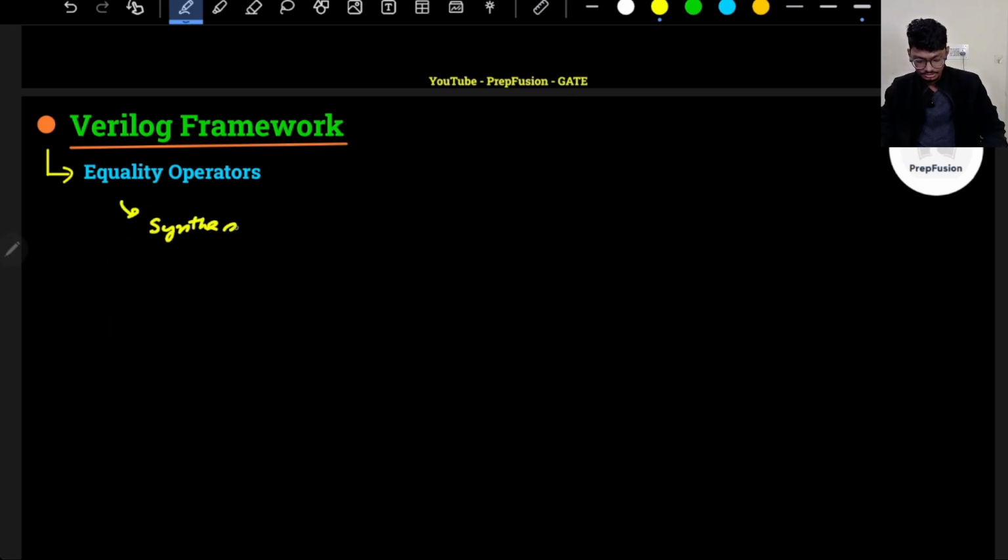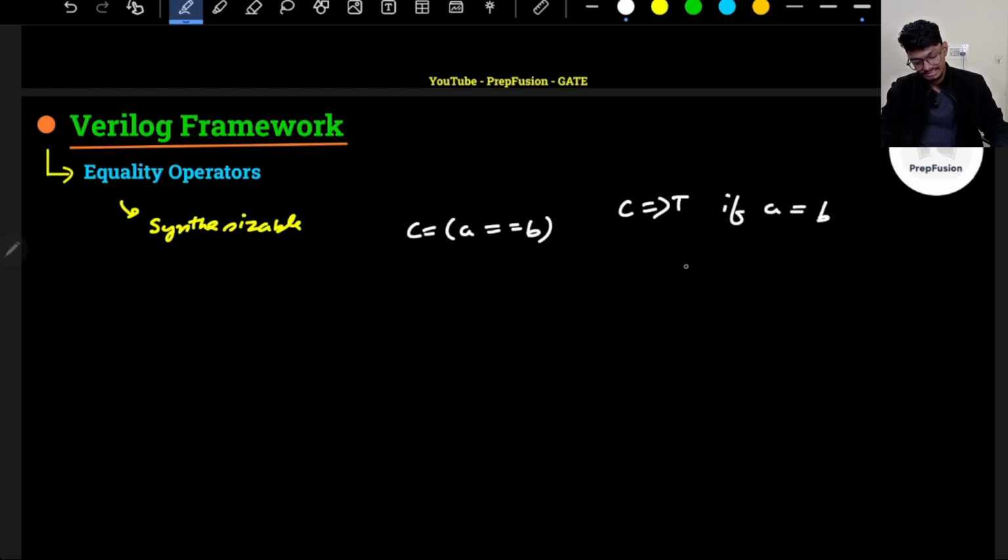Okay, synthesizable. How can we synthesize it? Simply, if I want to check c equals a equal b, c will either store 0 or 1, false or true. C will be true if a equals b, and c will be false if a is not equal to b. Okay, so how do I check?